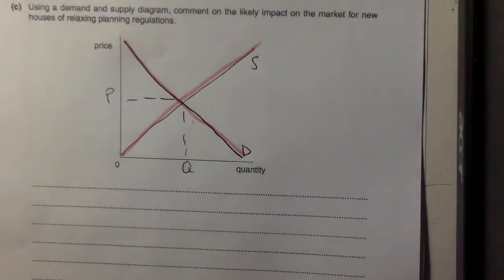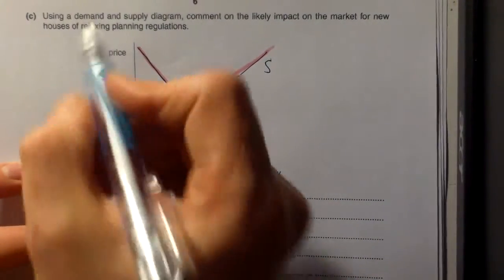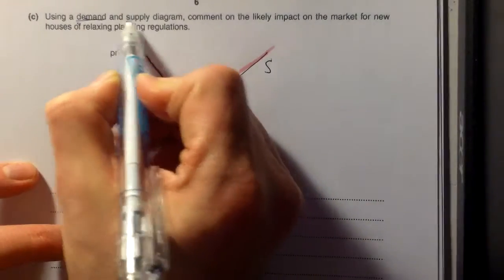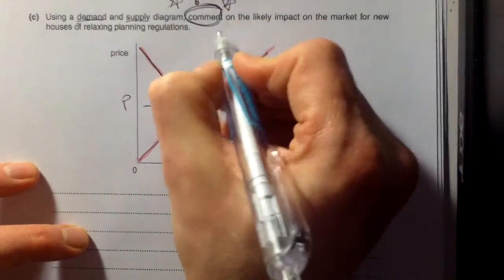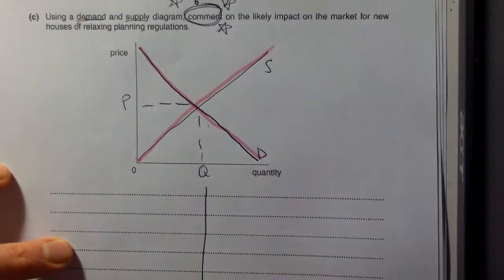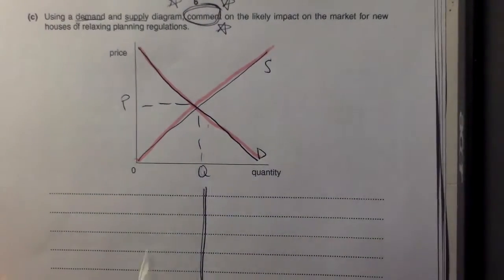The next question we need to be really careful with, because this says using demand and supply. So we're going to draw a diagram, comment, and this is key because comment means that we're going to have 2 sides. Again, I'm drawing this line just for the plan, don't put the line in your actual answer.